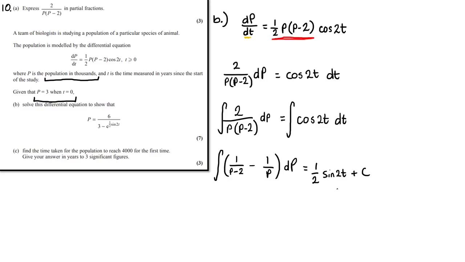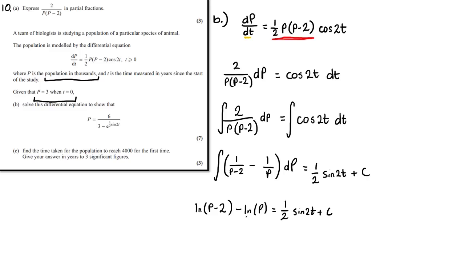Okay. Now, if I integrate this here, I kind of jumped, should have really put the integral here for cos 2t. I kind of jumped a little bit forward. But if I integrate this left-hand side now, well, 1 over p minus 2, that's nice and straightforward. That just gives me the natural logarithm of p minus 2. And if we integrate now minus 1 over p, that gives me minus the natural logarithm of p. Okay, and that's equal to a half sine 2t plus c. But notice we don't put the constant of integration on this left-hand side, only this right-hand side.